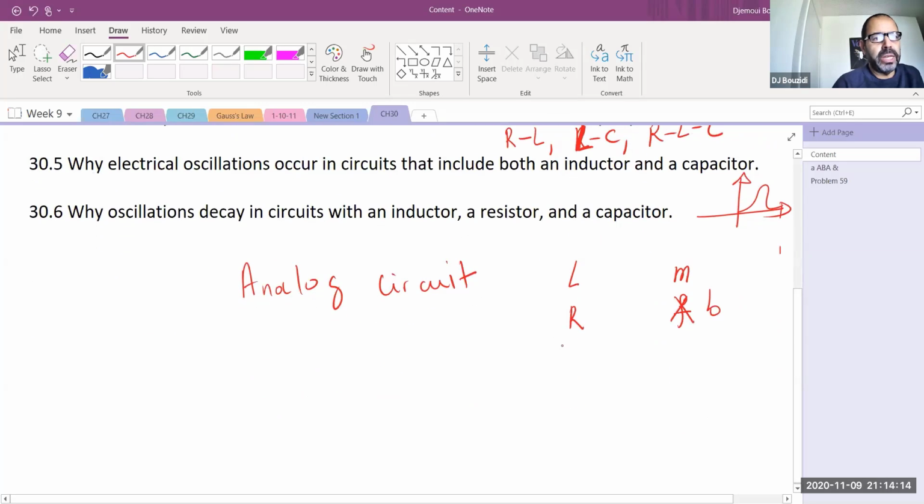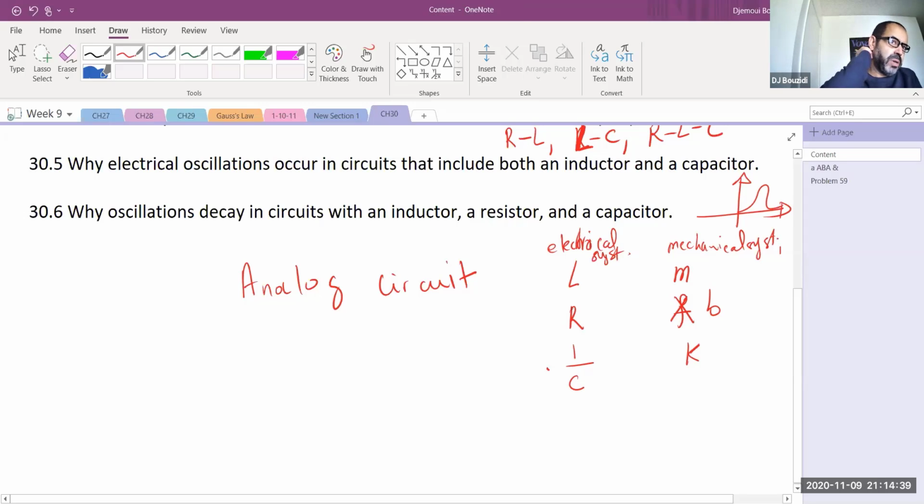And also the capacitor, or 1 over the capacitor to be more specific, will play the role of the constant K for the spring. So this is a mechanical system, and this is an analog electrical system.